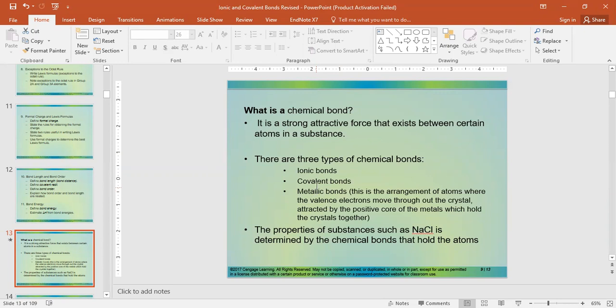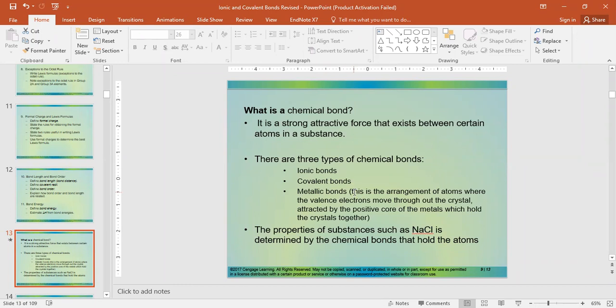I know in the past you may have talked about the van der Waals bonding system. The van der Waals is not a chemical type of bond. It is a physical type of attraction between molecules that possess some particular properties. It is actually not a chemical bond, but a physical bond. That is why we are saying that there are three main types of chemical bonds: ionic bonds, covalent bonds, and metallic bonds.